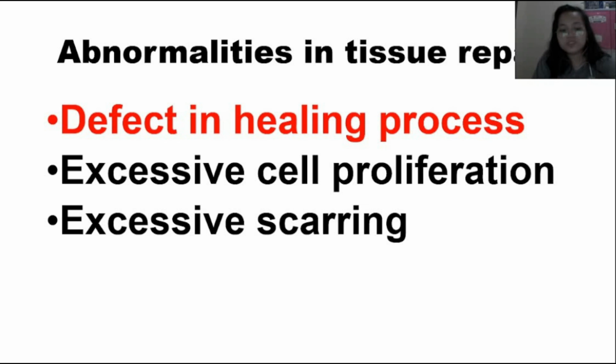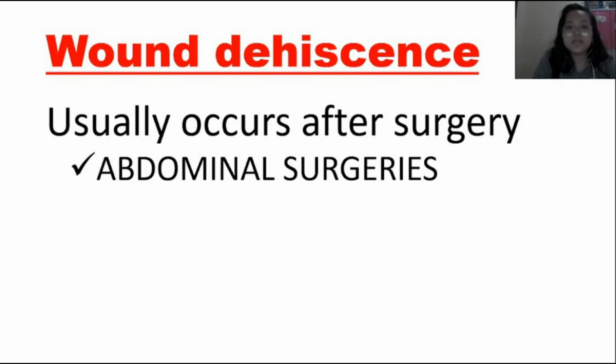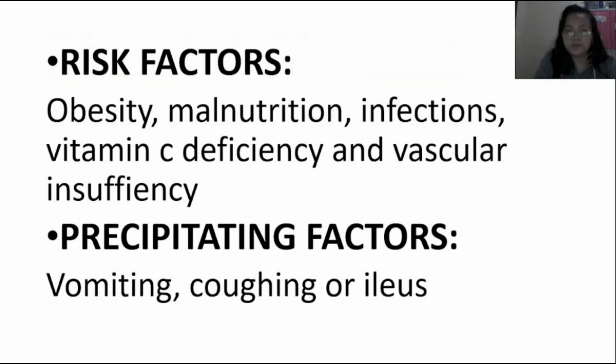The abnormalities in tissue repair could be classified into defect in healing process, excessive cell proliferation, and excessive scarring. The defect in healing process could be classified as wound dehiscence and chronic wounds. Wound dehiscence is a surgery complication where the incision, a cut made during a surgical procedure, reopens, either internally or externally. This usually occurs after surgery, particularly in abdominal surgeries, and is also referred to as burst abdomen.